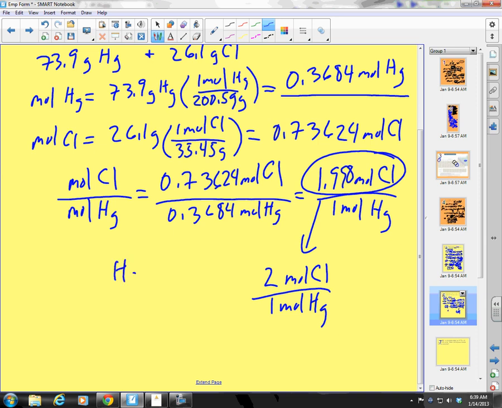I have Hg, I have Cl. For every 1 mole of Hg, I have 2 moles of chlorine. So that is my empirical formula, HgCl2.